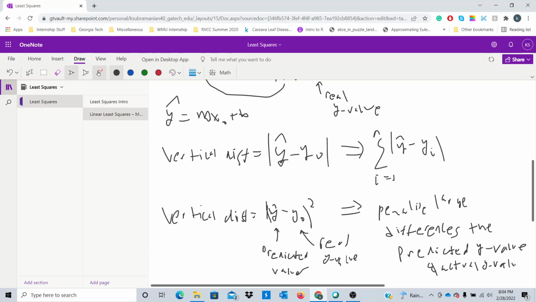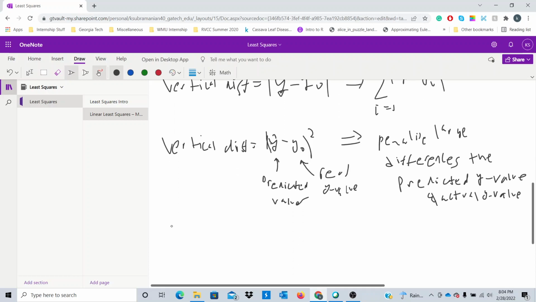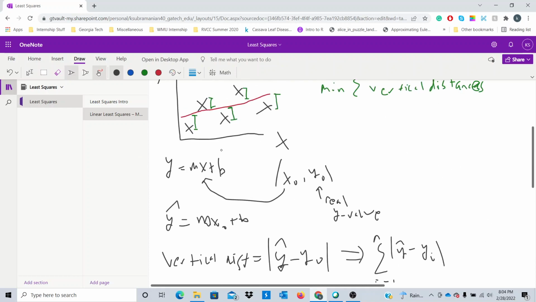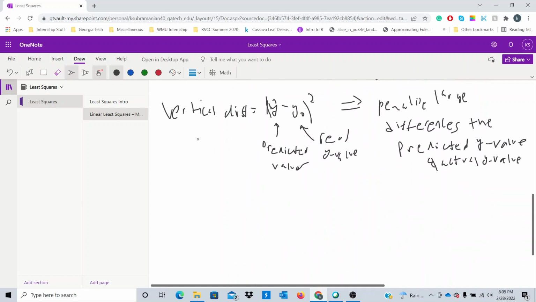So we want to penalize large differences between the prediction and the actual ground truth. And this is what our new vertical distance is going to be. And now what we can do is take the sum of these vertical distances, and this will be our optimization problem. Because as we mentioned earlier, we want the sum of these distances here shown in green to be as small as possible. We've established that earlier. So let's actually flesh this out a little bit.